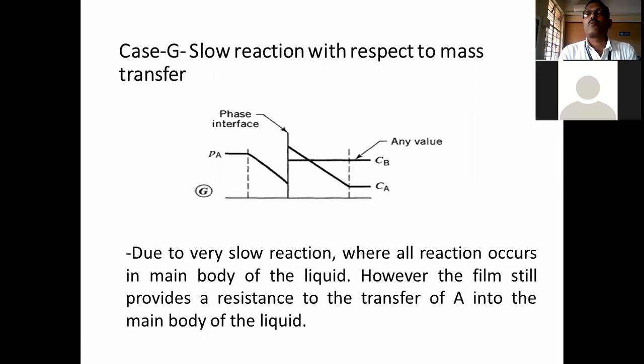Then next, slow reaction. This fourth type is the slow reaction, case G, the slow reaction with respect to mass transfer. Here this is the gas film, this is the liquid film, this is the bulk of the gas, and this is the bulk of the liquid. A diffuses through the gas film and dissolves in the liquid. Entering the liquid film, this is CAI, and then this is CA. This A enters the bulk of the liquid, but for B, CB, it is a very slow reaction.